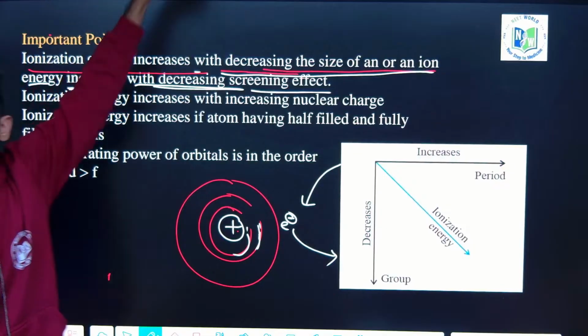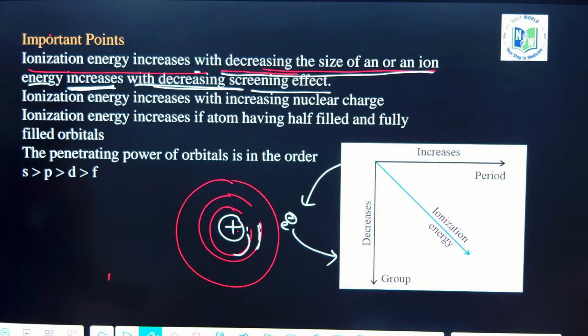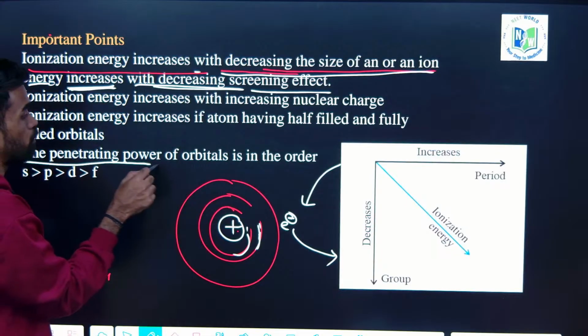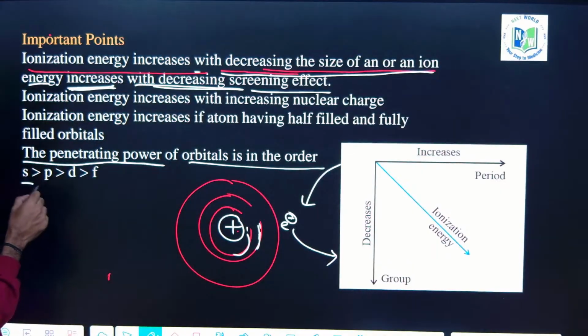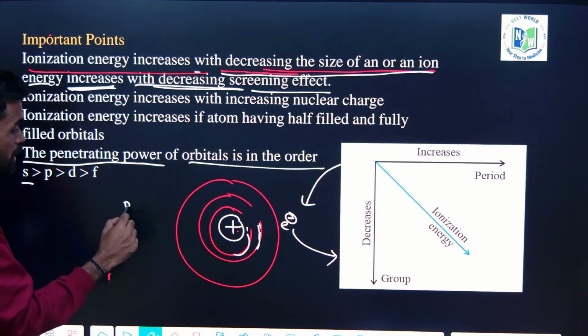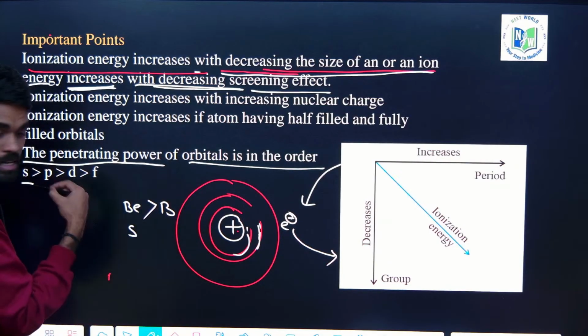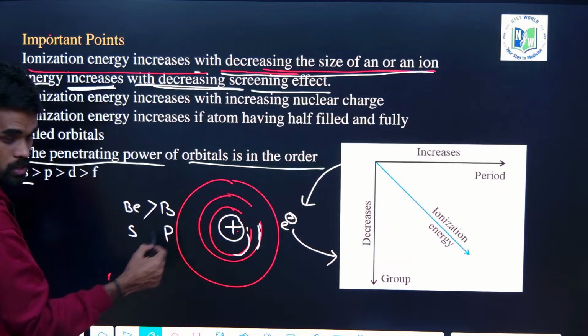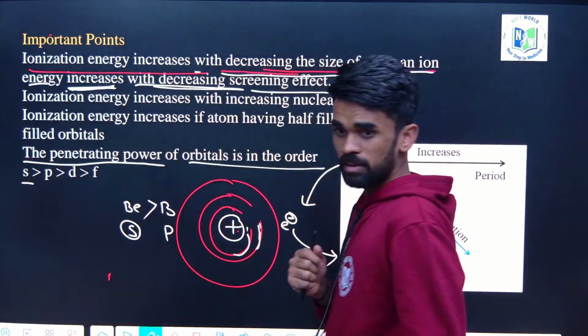If screening effect increases, ionization energy decreases. Okay, is that clear? So now next, one more concept I told you, penetrating power of orbitals. Which orbital is having more? I told you s orbital. That is the reason beryllium and boron have different scenarios. Beryllium is higher because its electron is in an s orbital, while boron's is in a p orbital. So removal of s is difficult.